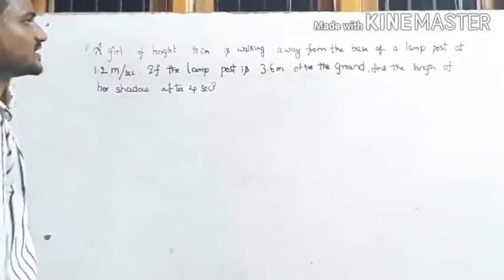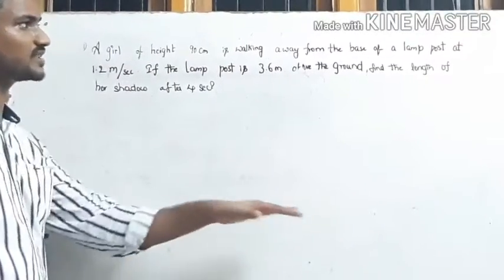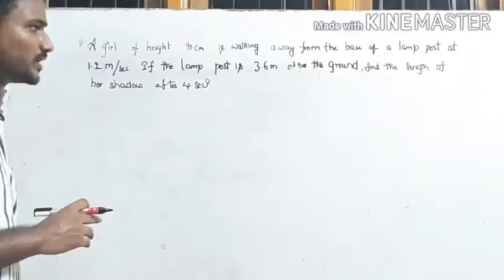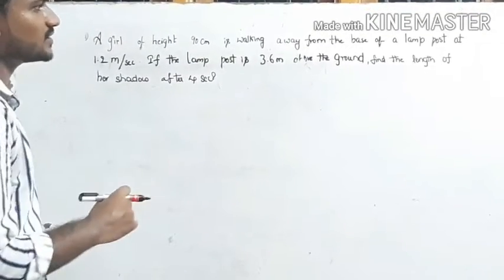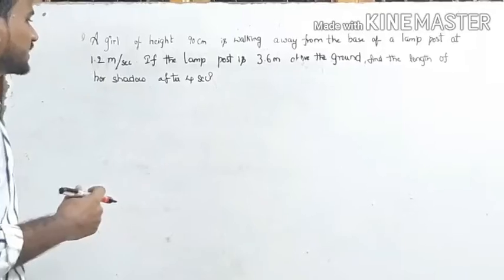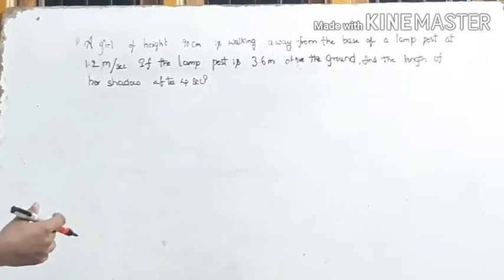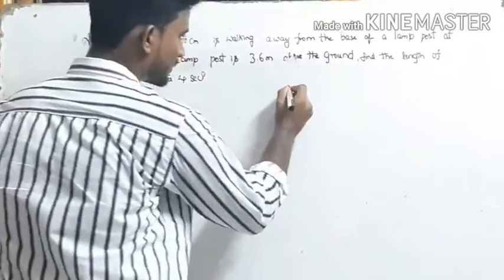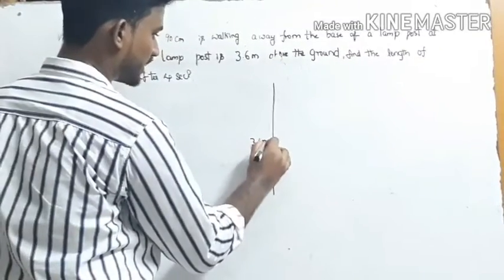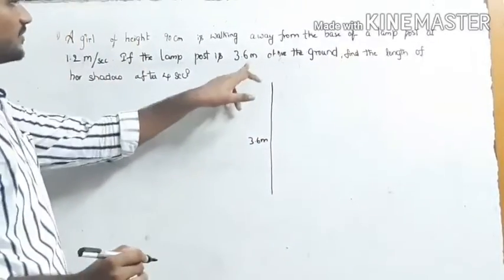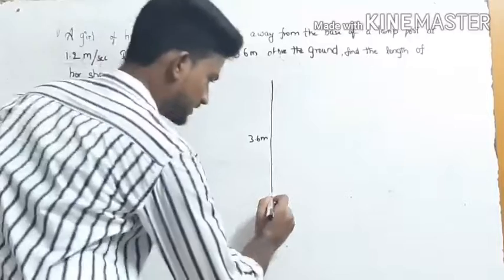A girl of height 90 centimeters is walking away from the base of a lamp at 1.2 meters per second. The lamp post is 3.6 meters above the ground. Find the length of her shadow after 4 seconds. Assume this is the lamp post, 3.6 meters above the ground, and this is the base.